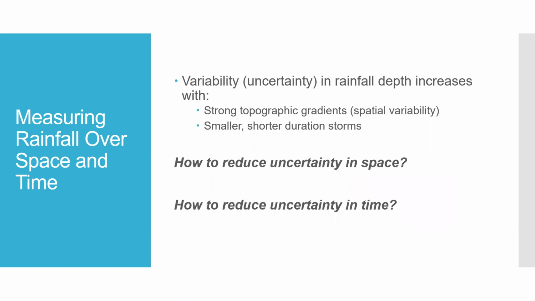So how can we reduce uncertainty in space? If we are really interested in short, intense storms, we need more data. What's this thing we can do to address uncertainty related to space? What do you think, Lauren? More rain gauges, more data. That's a scientific answer. Scientists always want more data.